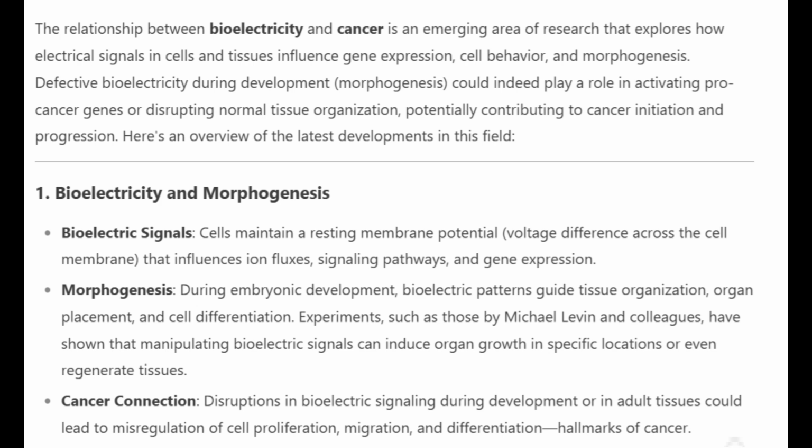1. Bioelectricity and morphogenesis. Bioelectric signals: cells maintain a resting membrane potential, a voltage difference across the cell membrane, that influences ion fluxes, signaling pathways, and gene expression. Morphogenesis: during embryonic development, bioelectric patterns guide tissue organization, organ placement, and cell differentiation. Experiments, such as those by Michael Levin and colleagues, have shown that manipulating bioelectric signals can induce organ growth in specific locations or even regenerate tissues. Cancer connection: disruptions in bioelectric signaling during development or in adult tissues could lead to misregulation of cell proliferation, migration, and differentiation, hallmarks of cancer.